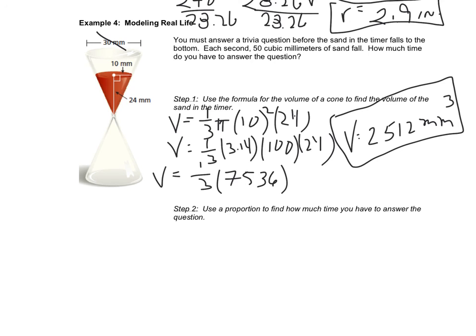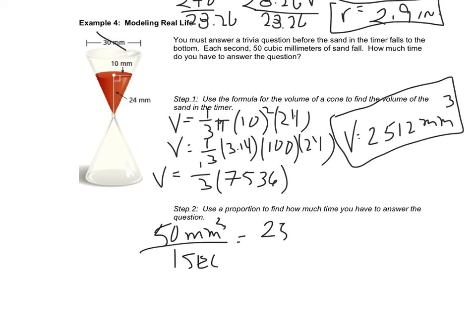So this is where we go back up into the problem. We were given this information right here, that every second that goes by, we lose 50 cubic millimeters out of this amount as it's dropping down. So we're going to use a proportion to figure that out. We look at that first one up at the top. We said we had 50 cubic millimeters per 1 second.